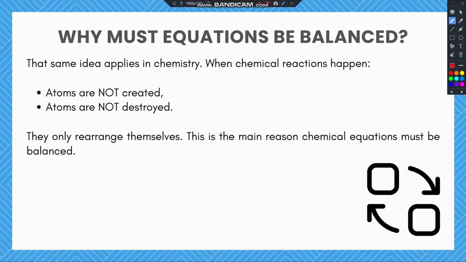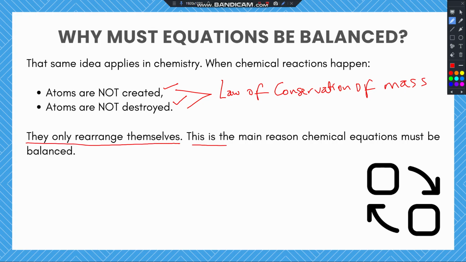When chemical reactions happen, the atoms that take part in the reaction are not created, new atoms are not created, and atoms are not destroyed either. These two statements make up something that is called the law of conservation of matter or conservation of mass, whichever one you choose to call it. The law of conservation of mass. So atoms are not created and they are not destroyed, they only rearrange themselves. This is the main reason chemical equations must be balanced.